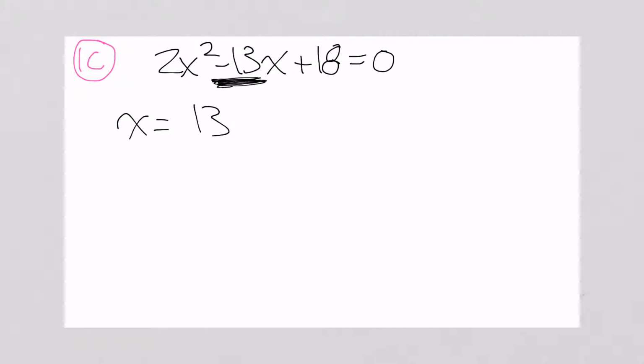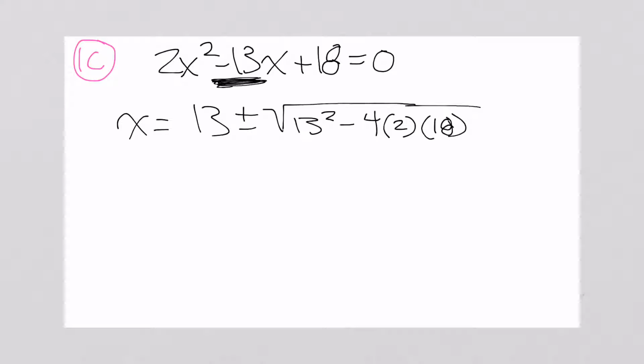So positive 13, negative b, plus or minus the square root of b squared. So 13 squared minus 4ac. So 4 times a is 2, and c is 18. All of that over 2a, so 2 times 2.